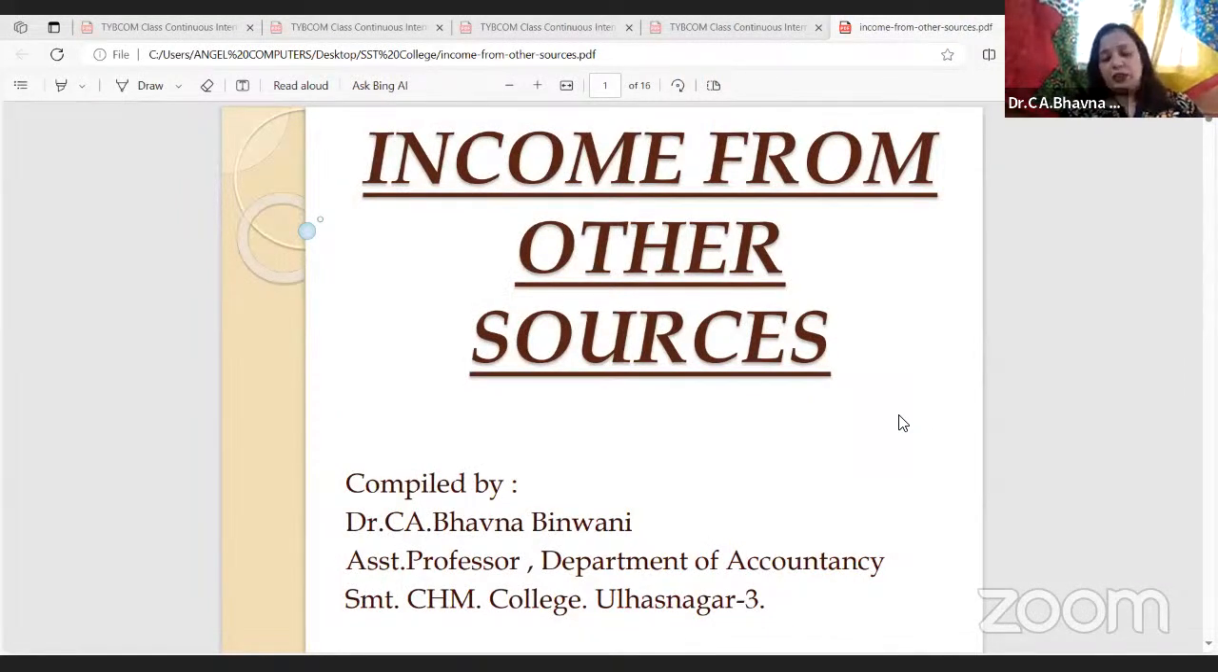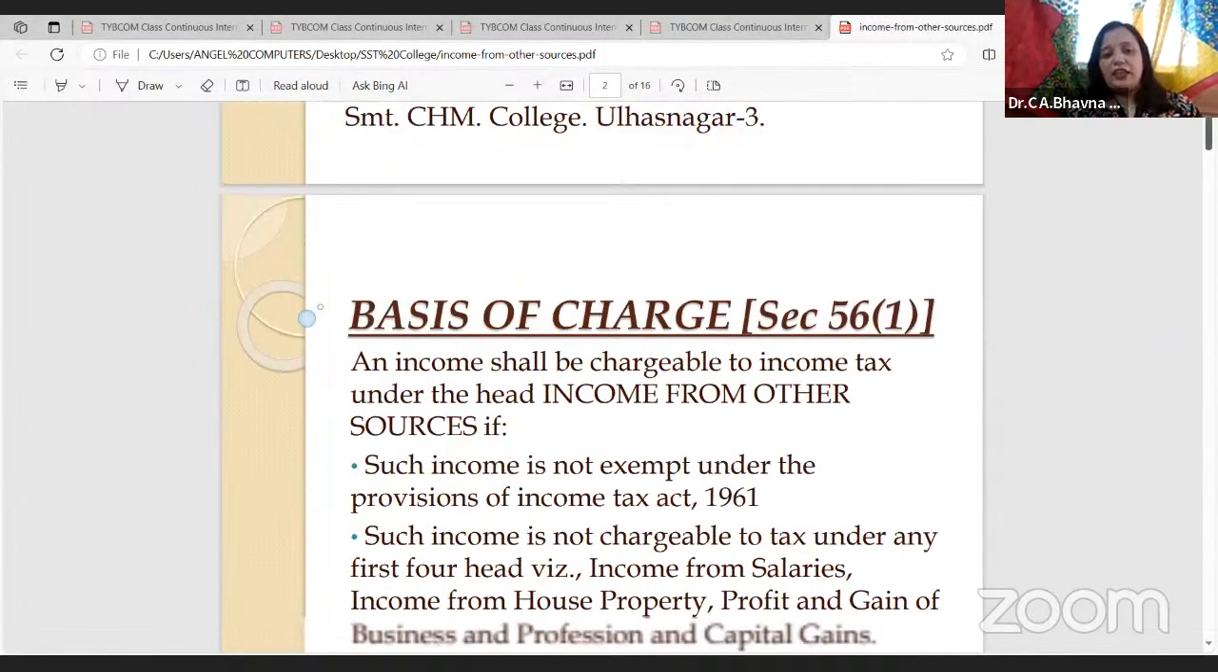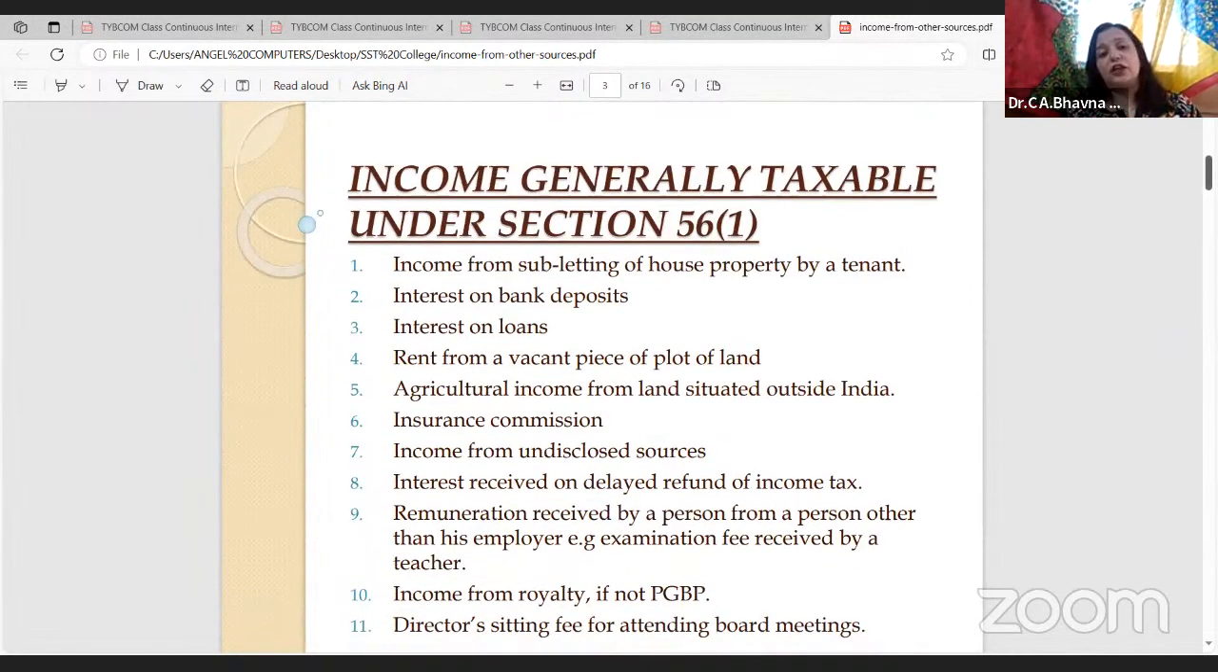Moving towards the last source, which is income from other sources. One second, sharing the screen. Yes, income from other sources. This is the residual section. Any income which is not chargeable under the above 4 sources would be chargeable under this source.